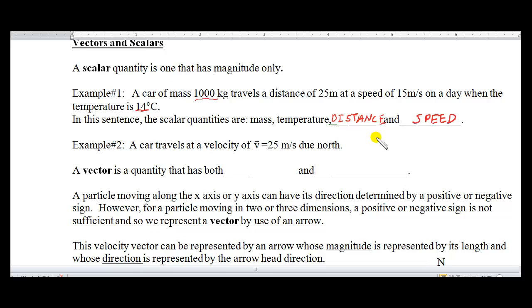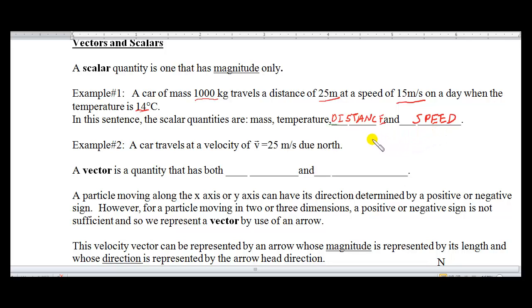Okay, let's see what we got for answers. The answer I came up with was distance. The distance of 25 meters, that's certainly a scalar quantity. And the speed of this vehicle was 15 meters per second. That's the magnitude for this particular quantity.